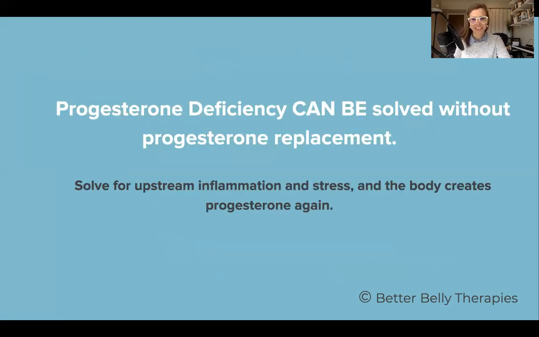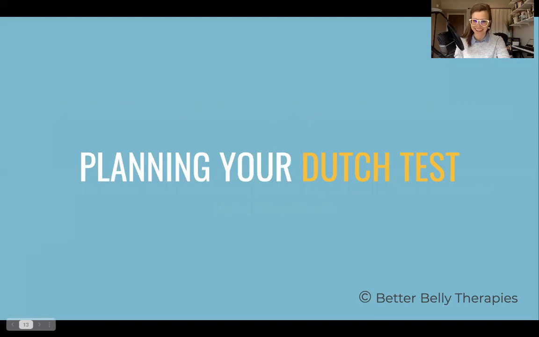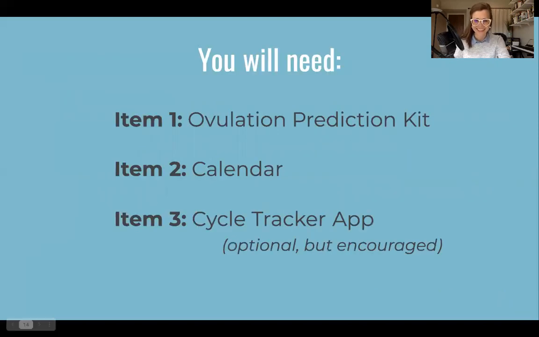So progesterone deficiency can be solved without progesterone replacement. We want to solve for upstream inflammation and stress, and then the body will create progesterone again, which I already said, but I wanted to make a slide for it just to really highlight it. So planning your Dutch test, let's get into it.